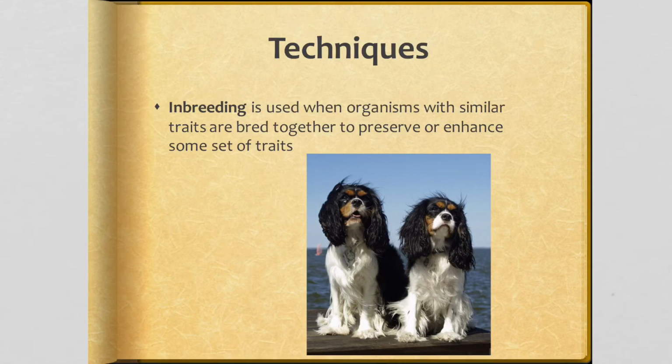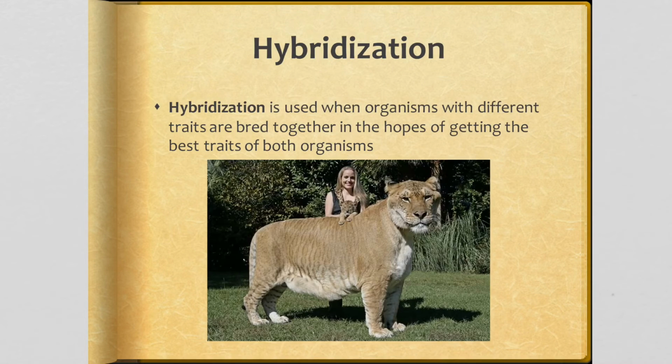And if you go back to the corn plant, this is a perfect example. Inbreeding can be done to enhance traits that you already have. So let's say you want a really big dog, right? Or you want to make a really big dog breed. You're going to go out there, you're going to find the biggest mother dog and the biggest father dog, and you're going to breed them together in the hopes that you're going to get even bigger babies. That's inbreeding. The opposite of that is hybridization.